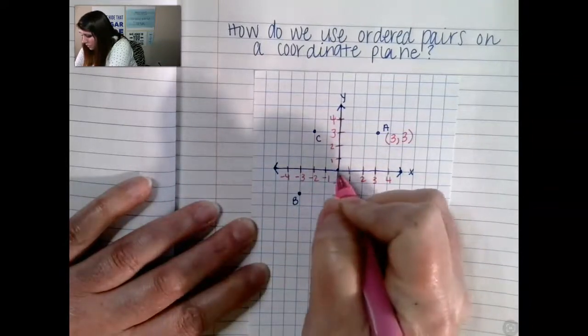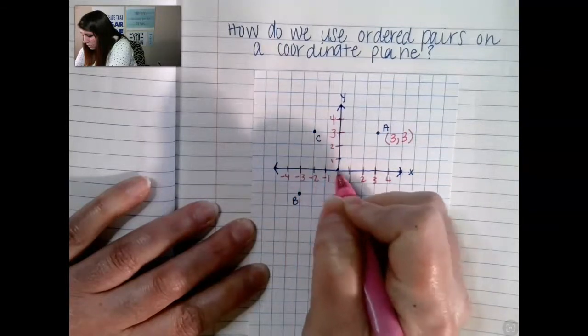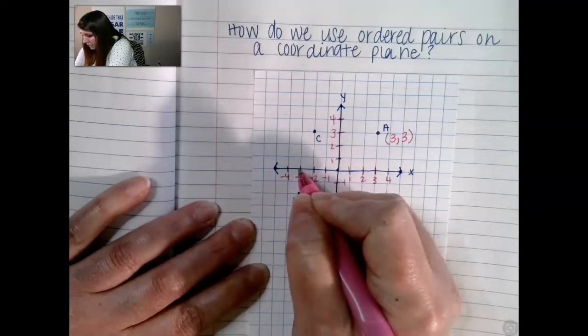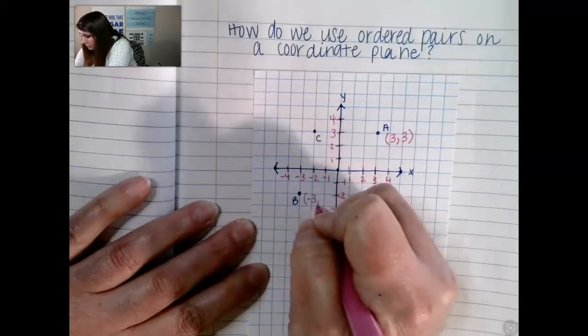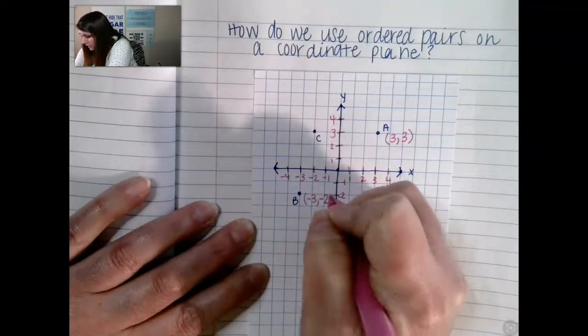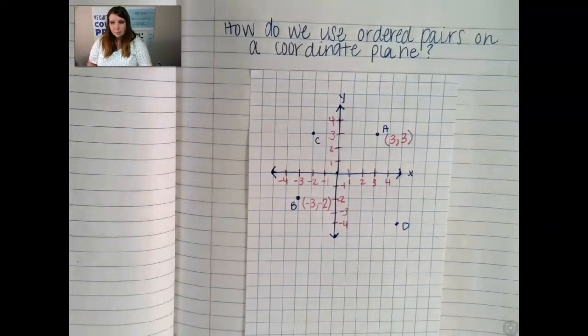So the ordered pair: X goes first, so on the X we go to -3, and then on the Y we're at -2. So -3, -2. That is where letter B is.